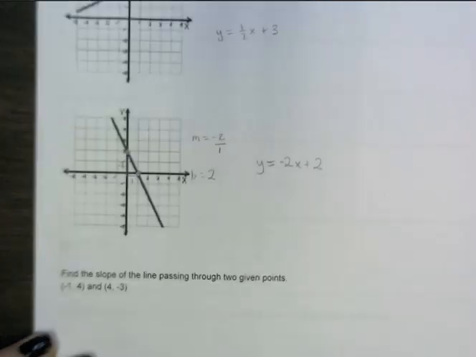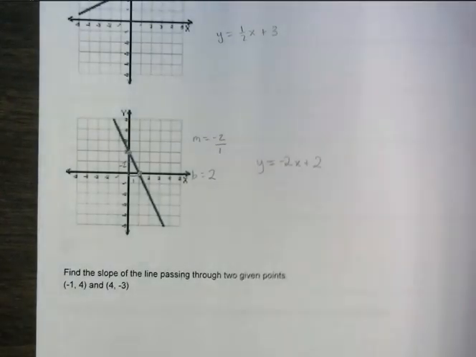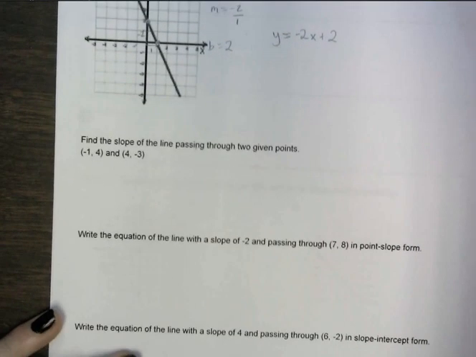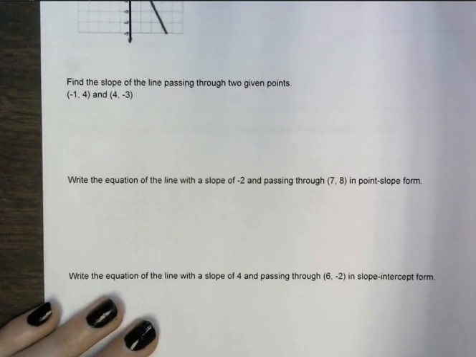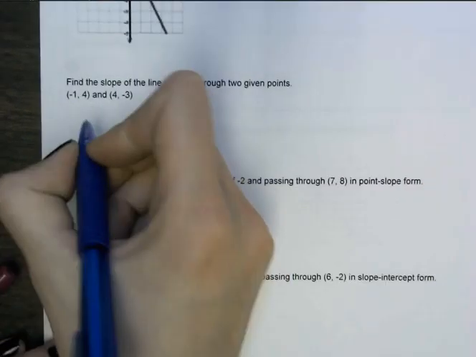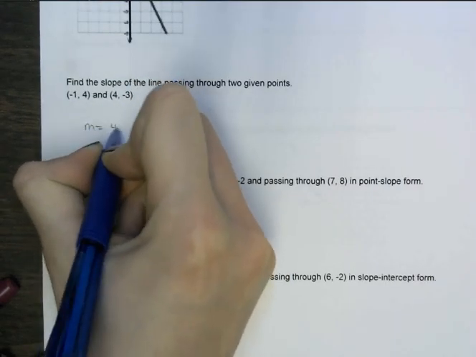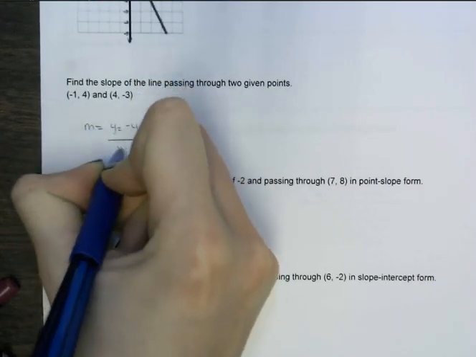Okay, and there's the equation of that line. Okay, a couple more examples, this time without a graph. We are going to find the slope of the line that goes through these 2 points. So this is where I'm going to use that slope formula: y2 minus y1 over x2 minus x1.